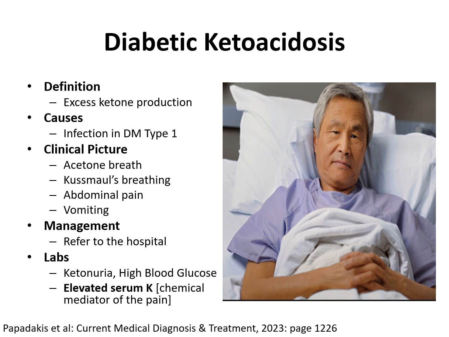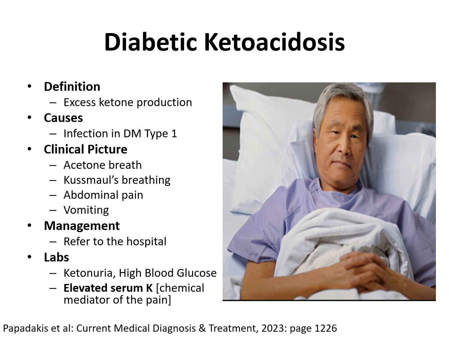Patient clinically will present with acetone breath, Kussmaul's breathing, which is deep, rapid respiration, otherwise known as air hunger, abdominal pain, and vomiting. Management is refer urgently to the hospital. In the hospital, they would confirm the diagnosis that this is diabetes by having a very high blood sugar, and confirm that this is ketoacidosis by finding excess ketones in the urine. That is termed ketonuria.